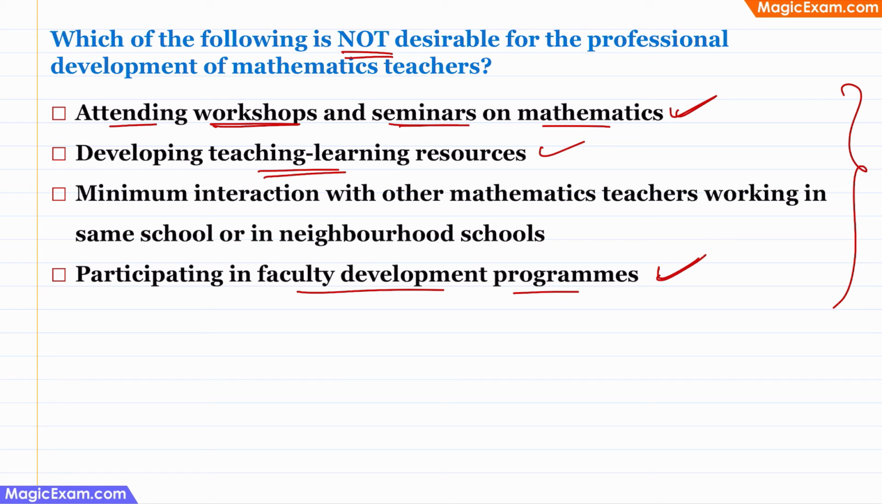Now, statement 3 says minimum interaction with other mathematics teachers working in the same school or in neighborhood schools. There is a saying in Hindi, Kuein ka mendak. So if this teacher has minimum interaction with other teachers in other schools, which means that this person knows only about what he is doing and not anything about what other teachers are doing or what is happening in the wider neighborhood. Therefore, minimum interaction is definitely not desirable for the professional development of mathematics teachers or any teachers. Therefore, this is the answer.